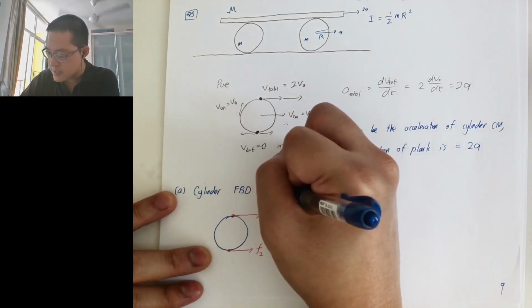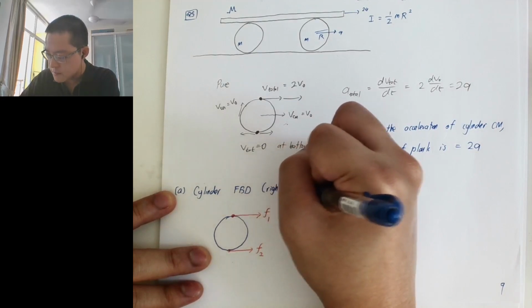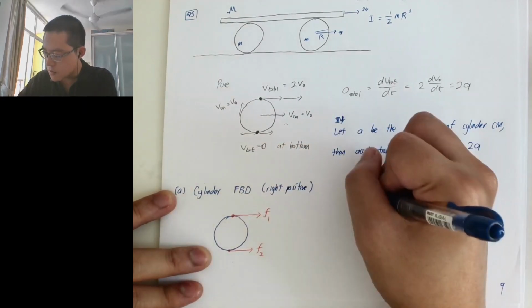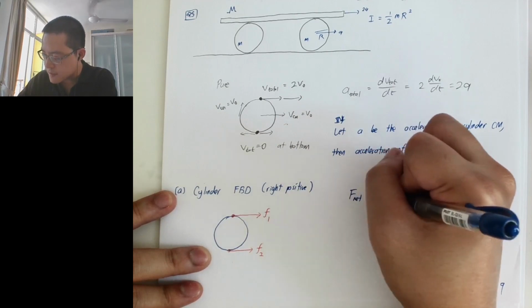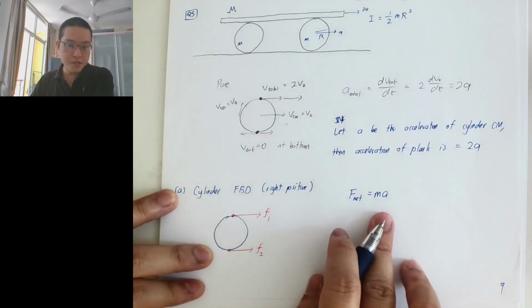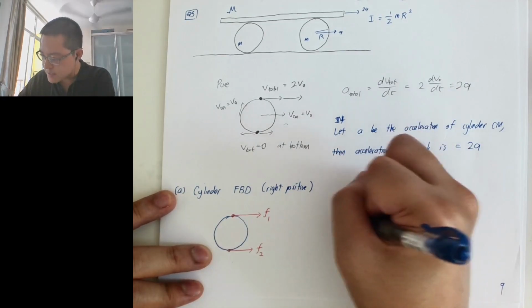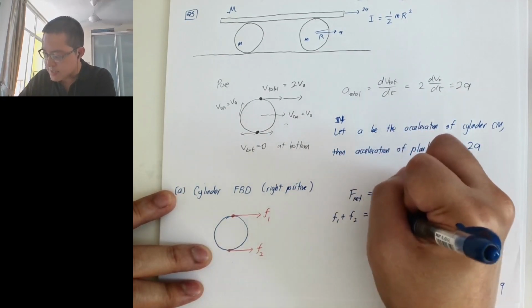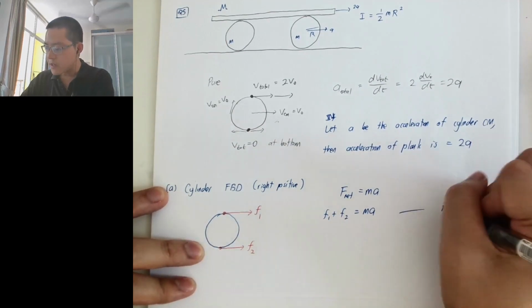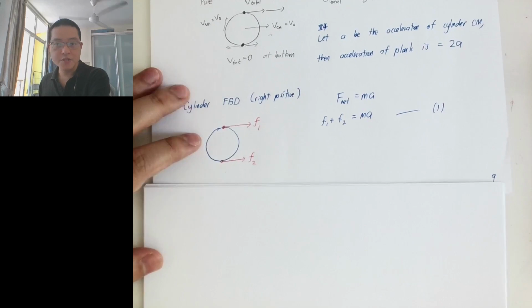Firstly, let me say that right direction is positive. So then I use Newton's law. The net force is equal to the mass times acceleration of this thing. So the net force is F1 plus F2 is equal to mass times acceleration here. So I got equation 1. Okay, so this is the linear motion.